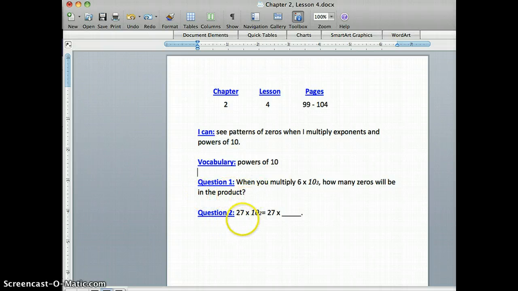Same thing with question 2. 27 times 10 to the second power, or 10 squared. So this is not 102. Pretend it's 10 to the second power, even though the 2 is kind of small. Okay, so go ahead and answer those, and that's it for today.